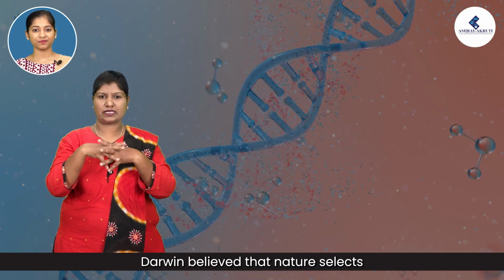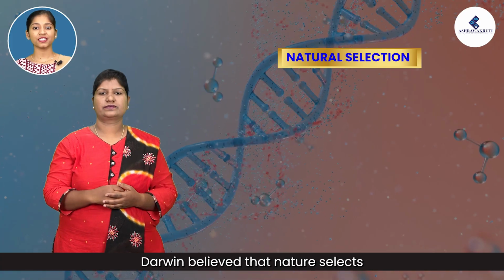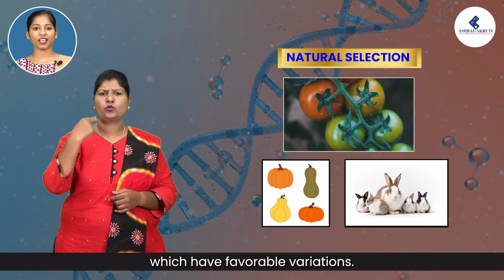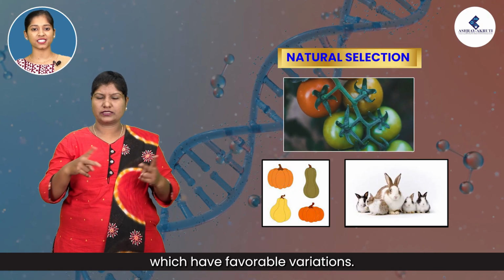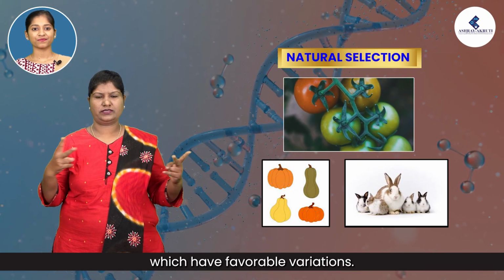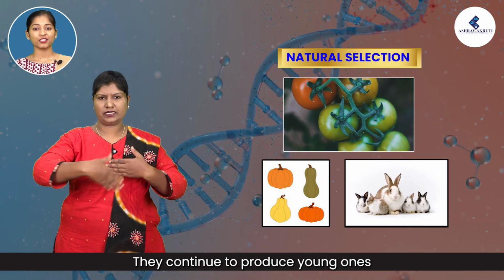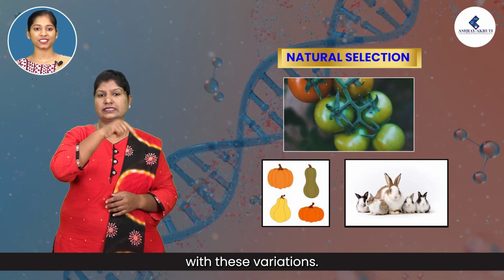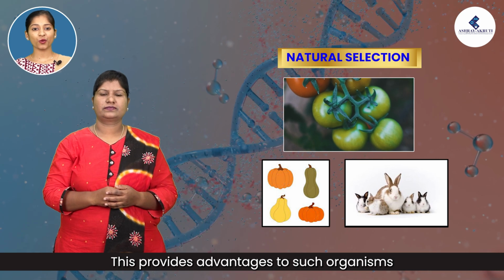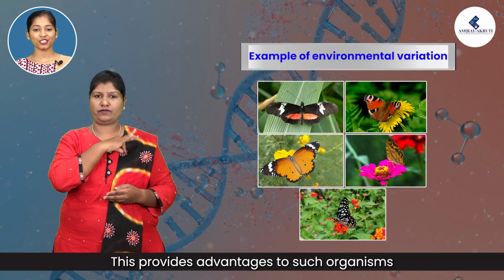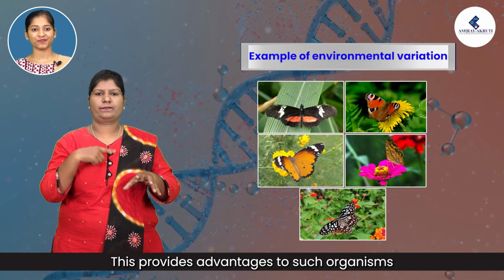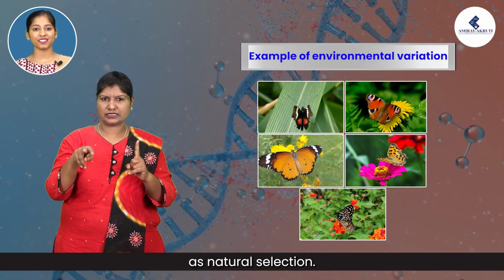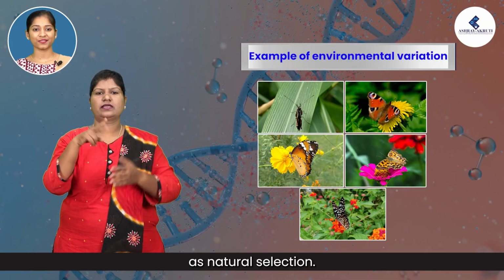Darwin believed that nature selects only those organisms which have favorable variations. They continue to produce young ones with these variations. This provides advantages to such organisms. Darwin described this process as natural selection.